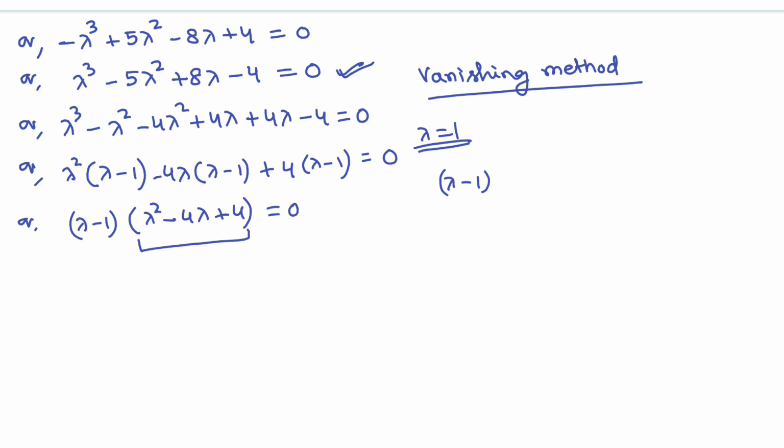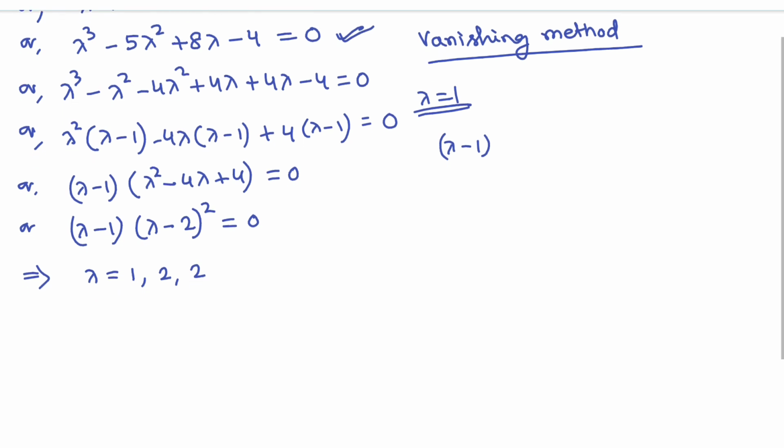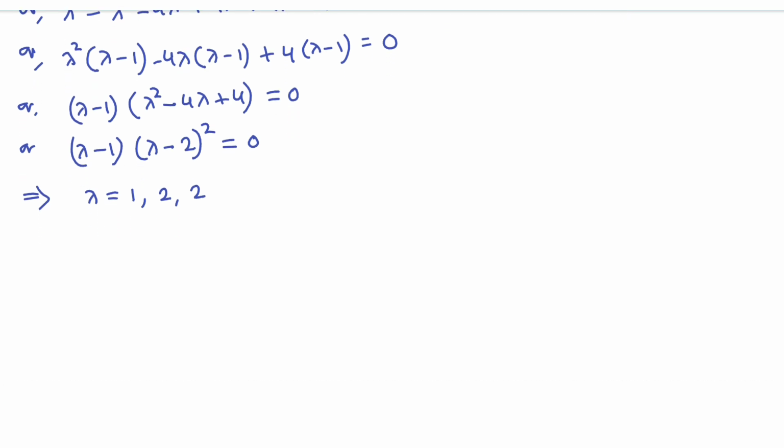and this is nothing but (lambda minus 2) whole square. So you are getting (lambda minus 1) into (lambda minus 2) whole square equals 0. This implies lambda equals 1, 2, 2. So obviously for this matrix the eigenvalues are 1, 2, 2. That means 1 is a single root or single eigenvalue and 2 is a double eigenvalue.